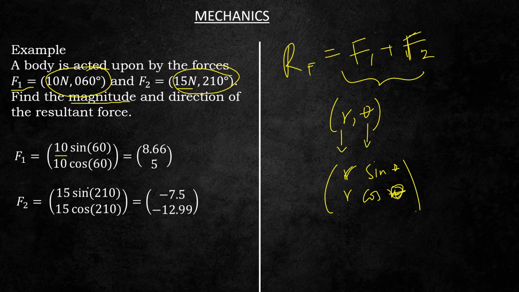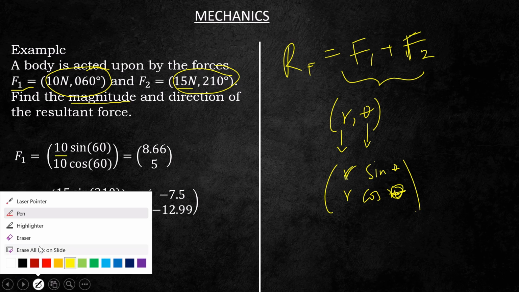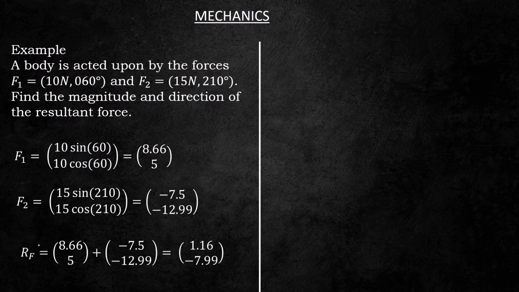Then we do the same for F2. So 15 times sine 210, then 15 times cos 210. And that is going to give me negative 7.5 and then negative 12.99. So now I have F1 and then F2. Now to find the resultant, I just add them.